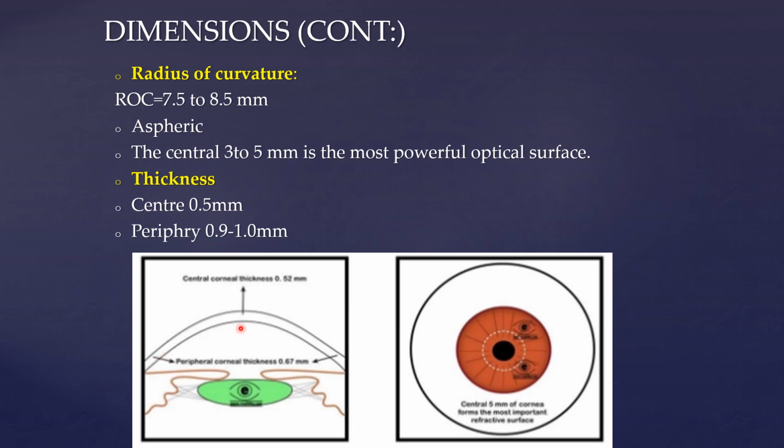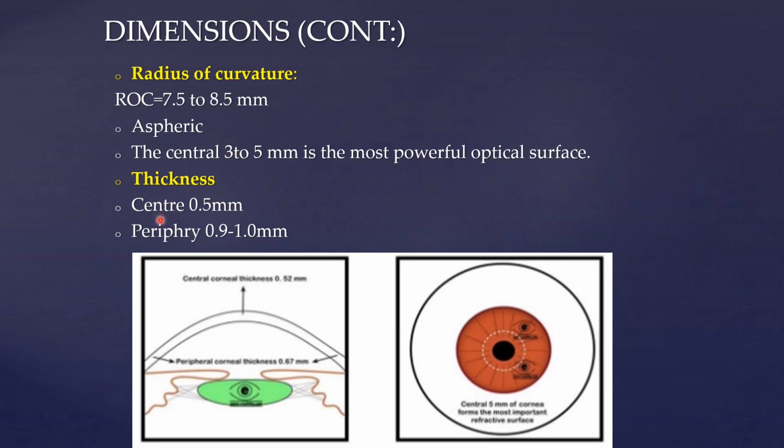The steepest part is the central 3 to 5 millimeters. See, this is the central steepest part and it is the optical zone of the cornea. The average radius of curvature is around 7.5 to 8.5 millimeter.